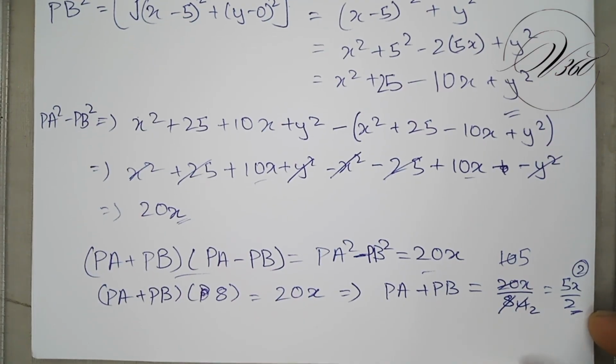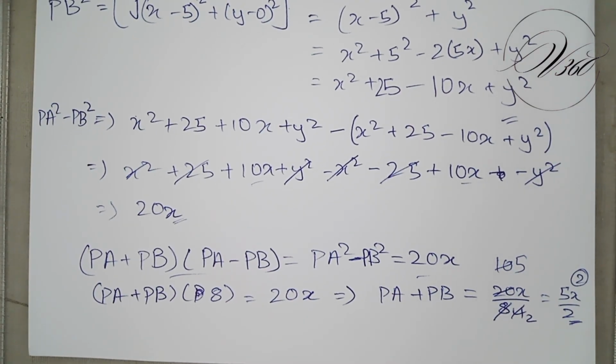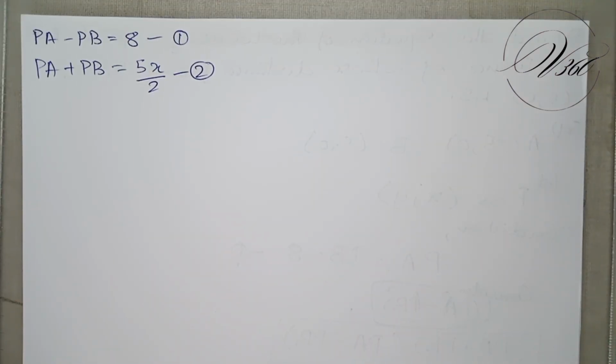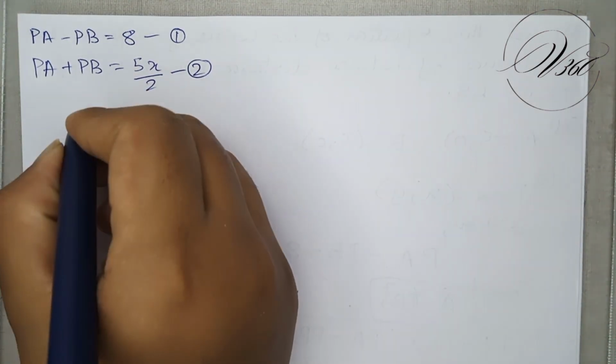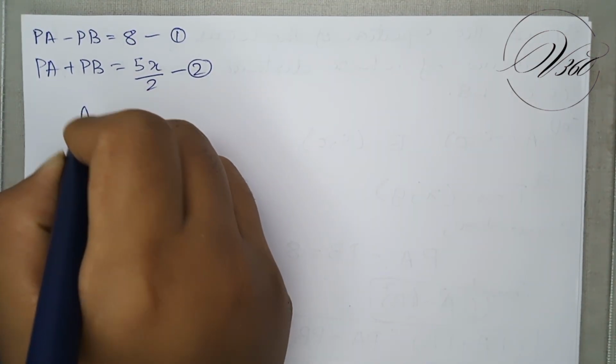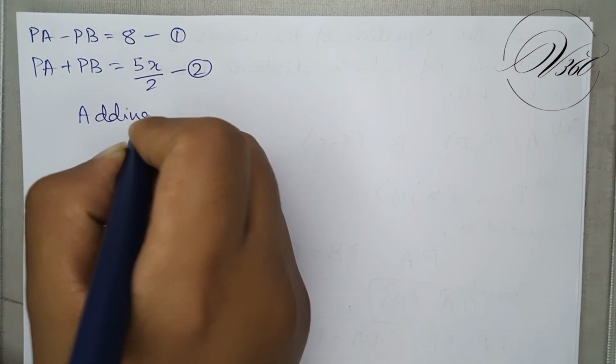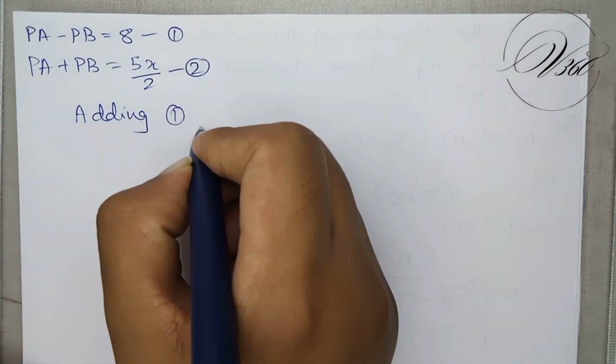This is the second equation. Now we will continue the problem. Now we have got the first and second equation, right? Now to solve the problem further, we will add these two equations. Adding the two equations, which is 1 and 2.